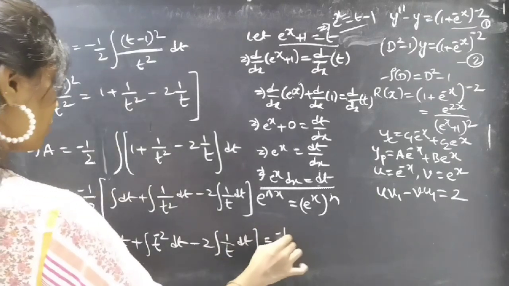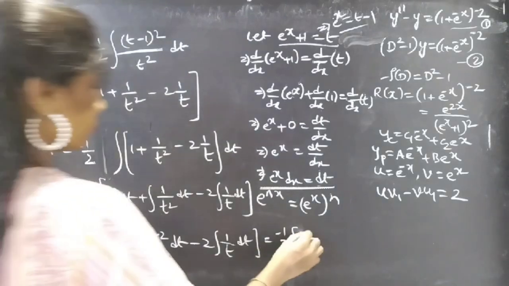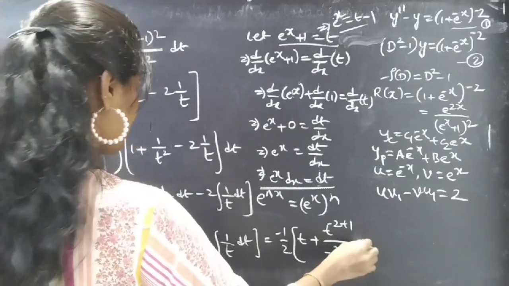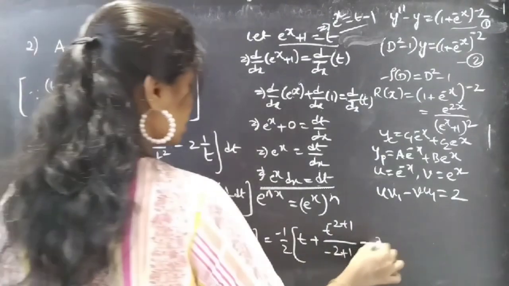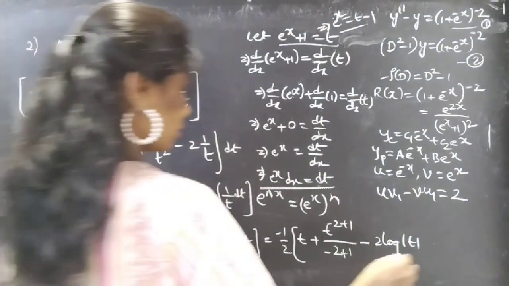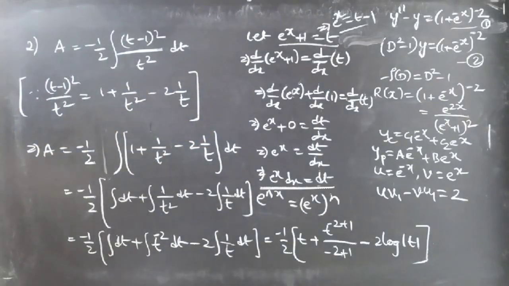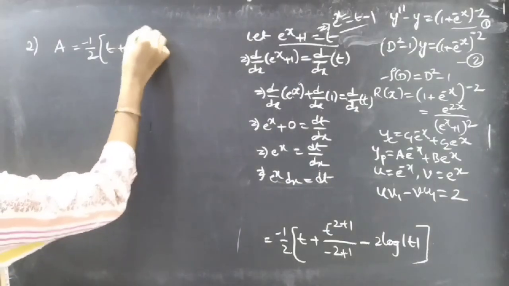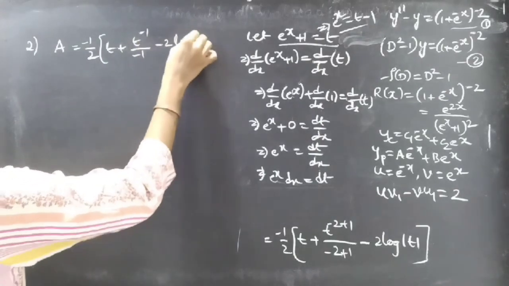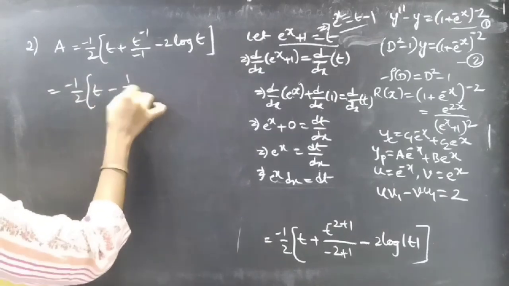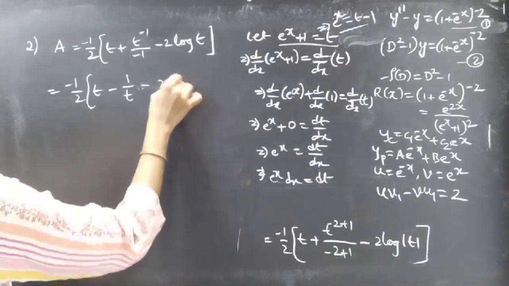This gives us minus 1 by 2 of integral dt is t, and integral t power minus 2 is t power minus 2 plus 1 by minus 2 plus 1, minus 2 into integral 1 by t is log mod t, right? Now this becomes minus 1 by 2 of t plus t power minus 1 by minus 1 minus 2 log t. This gives us minus 1 by 2 of t minus 1 by t minus 2 log t.